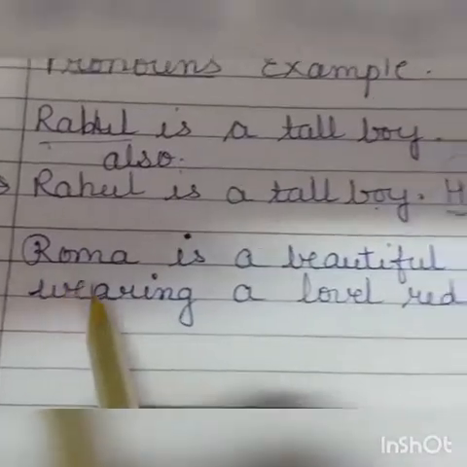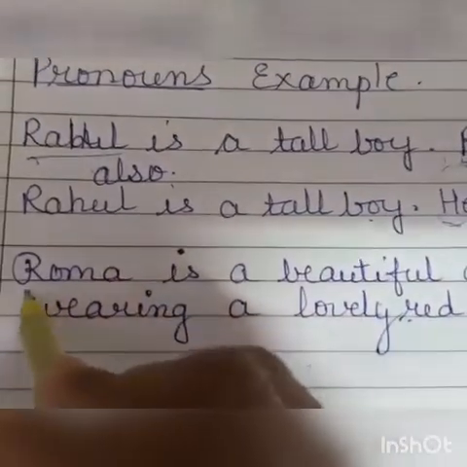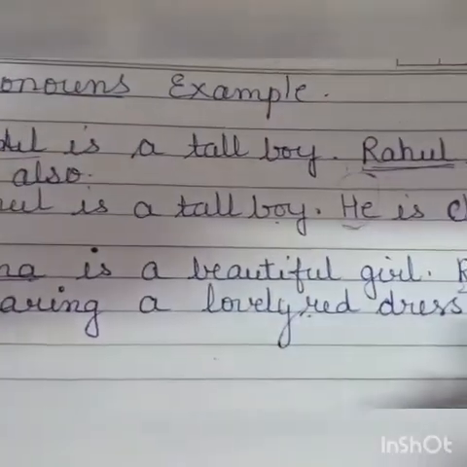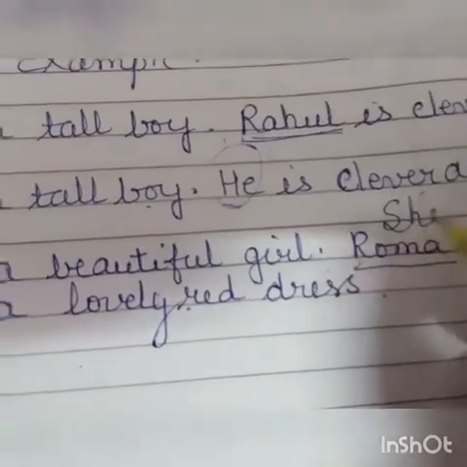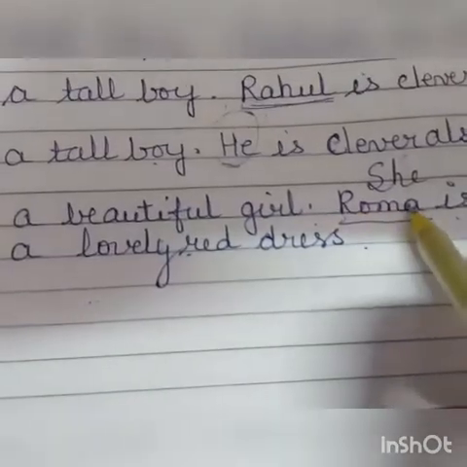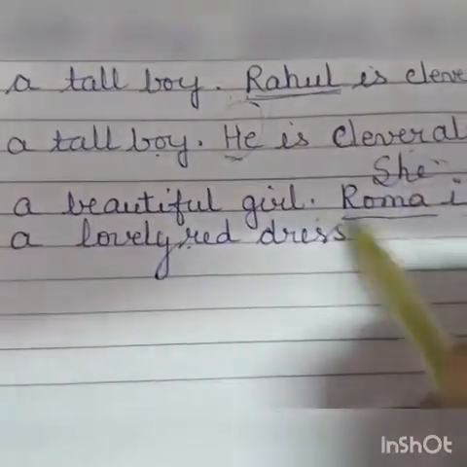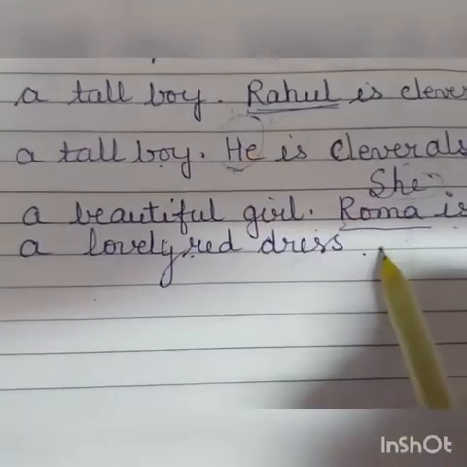Now, second example. Roma is a beautiful girl. Roma is wearing a lovely red dress. So what have we repeated here? We have repeated Roma, which is a noun. So instead of repeating Roma again, what are we going to write? Roma is a beautiful girl. And instead of Roma, we will write she. She is wearing a lovely red dress. So here the noun is replaced by a pronoun. Here Rahul is a noun which is replaced by he. Here Roma is a noun which is replaced by she. So this is the way you have to use pronouns in place of nouns.